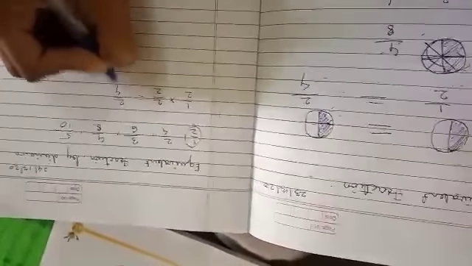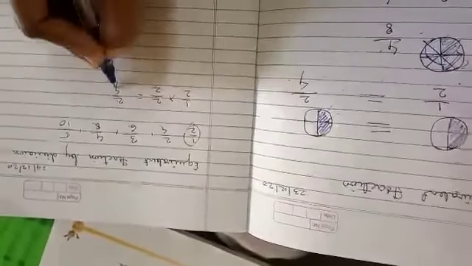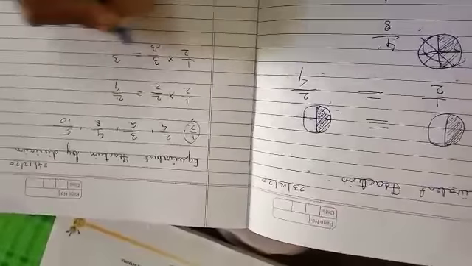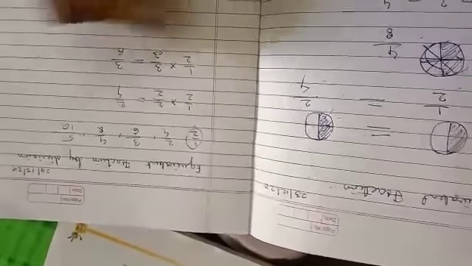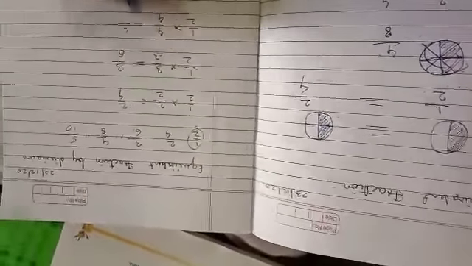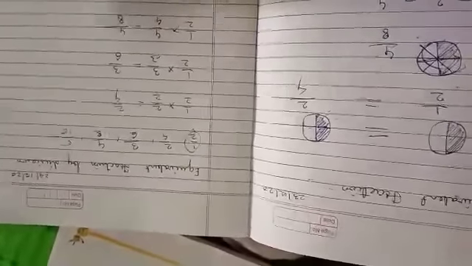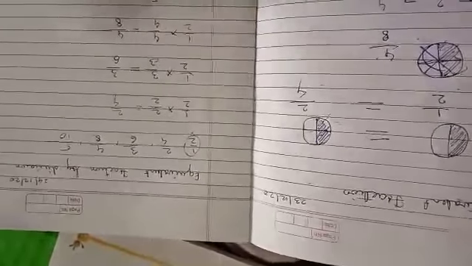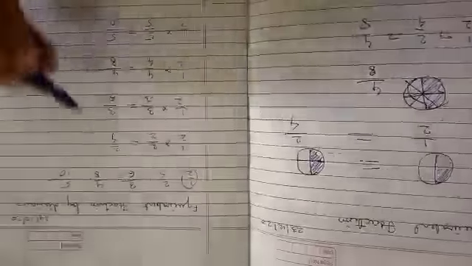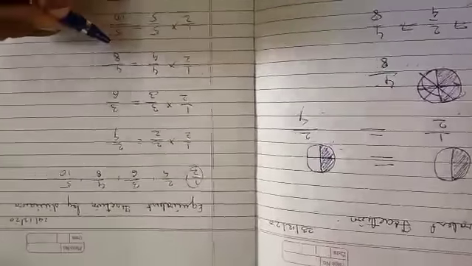Half multiplied by 2, we will get 2 by 4: 2 ones are 2 and 2 twos are 4. Half multiplied by 3: 3 ones are 3 and 3 twos are 6. Half multiplied by 4: 4 ones are 4 and 4 twos are 8. Half multiplied by 5: 5 ones are 5 and 5 twos are 10. So this we have learned in our yesterday's video.